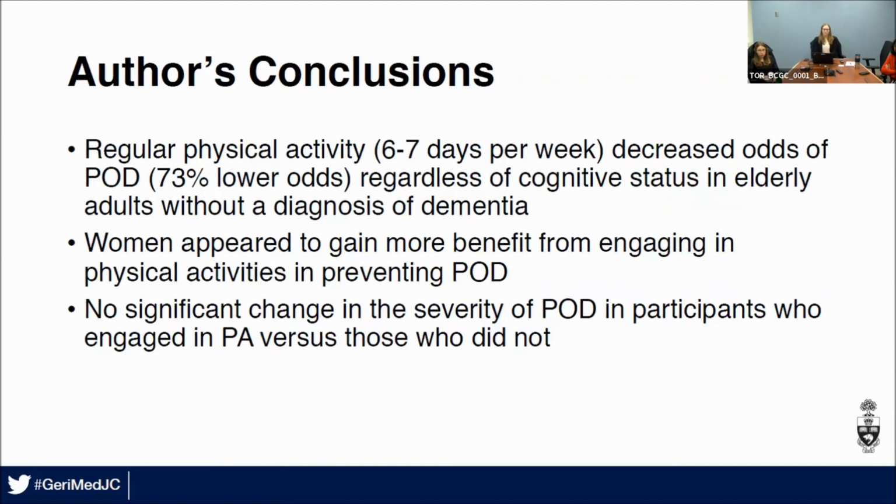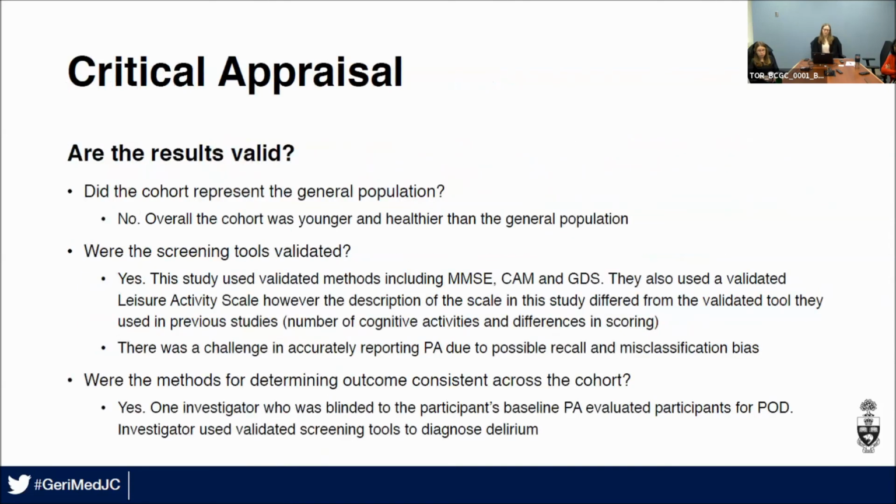So in terms of the critical appraisal, are the results valid? Did the cohort represent the general population? I said no, because in my perspective, the cohort was a bit younger and healthier than the general population. We're seeing a lot of older people, a lot more complicated comorbidities. So I would say this population was a bit younger and healthier. Were the screening tools validated?